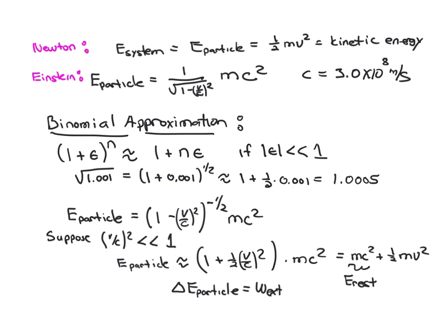But in Physics 107, we're going to deal exclusively with particles, objects that are moving at speeds which are small compared to the speed of light. So we won't really have to worry about relativistic effects in Physics 107.